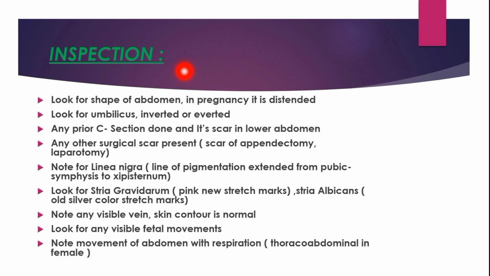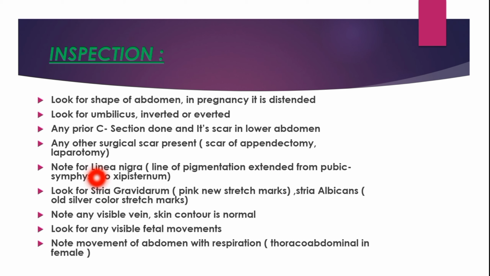So the first step in the obstetrical examination is inspection. In inspection, look for the shape of the abdomen. In pregnancy, normally the abdomen is distended. Similarly, also look for the umbilicus, whether it is inverted or everted. Also look for any prior C-section done and its scar present in the lower abdomen. And also note any other surgical scar present, like scar of appendectomy or laparotomy done earlier.